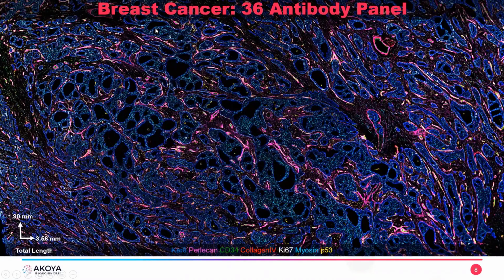Here you can see a breast cancer, with 36 antibodies that have been labeled. You can see the whole tissue that was imaged. It was 1.9 by 3.56 millimeters in dimension. On the bottom here, you can see the antibodies that are color-coded, matching with what they are here, where P53, for example, is shown in yellow, and Ki67, which is rather rare, but you can see some cells here, and up here, there are a couple of them. Everything is matched here. This is breast cancer tissue.